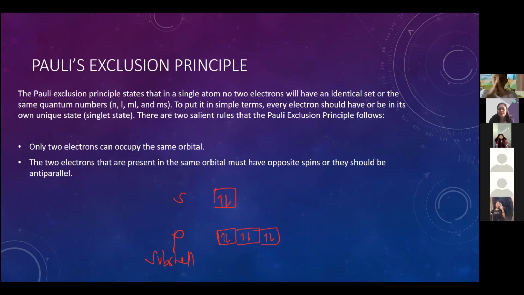And the 2 electrons that are present in the same orbital must have opposite spins, or they should be anti-parallel. So when you say anti-parallel, yung spin nila hindi pwede na magkapareho. So kagaya nito, dalawang electrons lang sa isang orbital. One should spin upward and the other one should spin downwards. Yun yung sinasabing anti-parallel. So you have to know sino nagsabi ng principle na yan. So in this case, we have here the Pauli's exclusion principle. Pwede pa next.